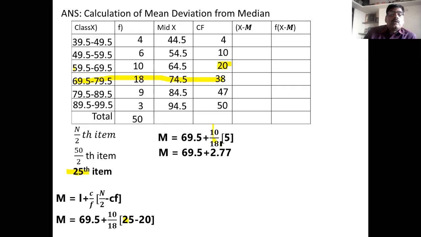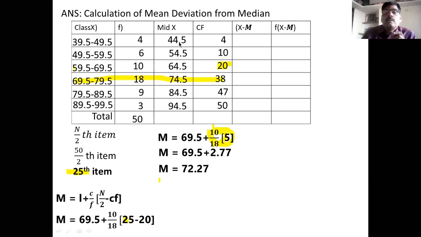This is to be calculated first. Its value is 72.27. So median is equal to 72.27. First, median calculated. Then you calculate the next column, x minus m. M means median, x is the mid-x. Mid-x minus 72.27, 72.27 is the median.